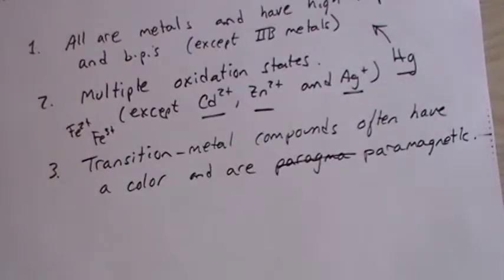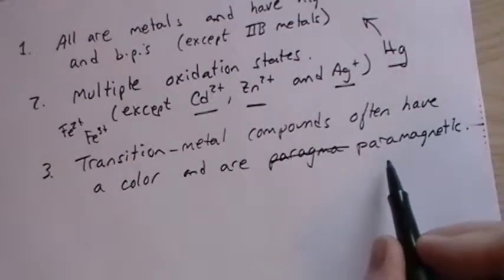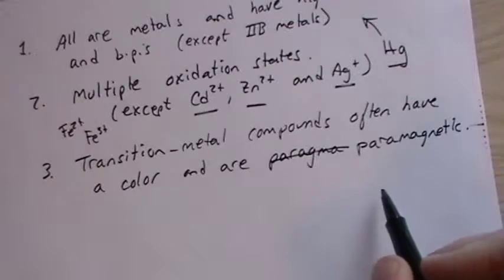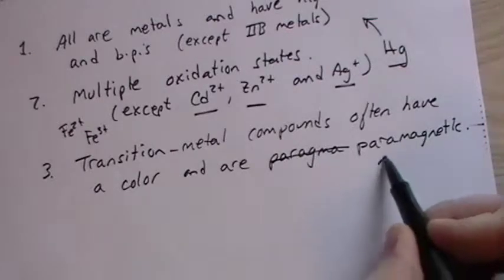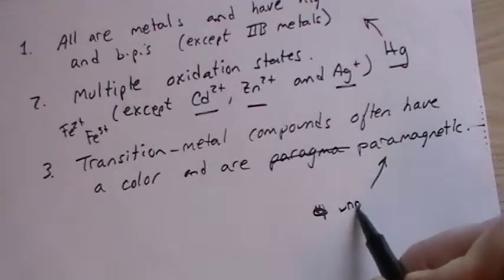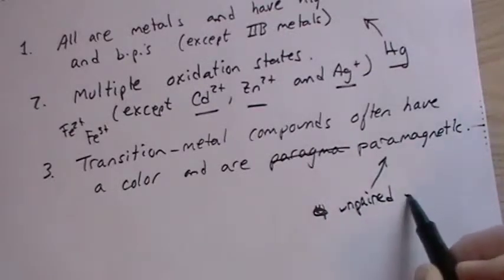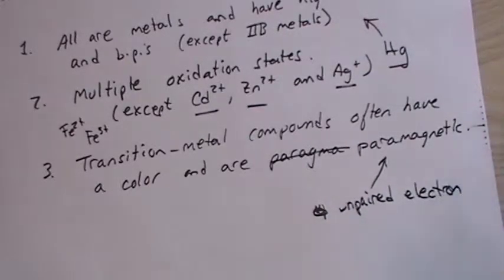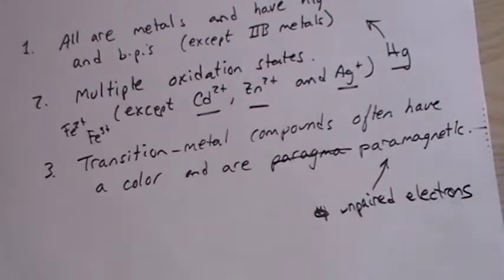Transition metal compounds often have a color to them, which we'll talk about later, and then they're usually paramagnetic. That is, they're affected by a magnetic field, which means they have unpaired electrons, and they're generally in the D sublevel. Okay.